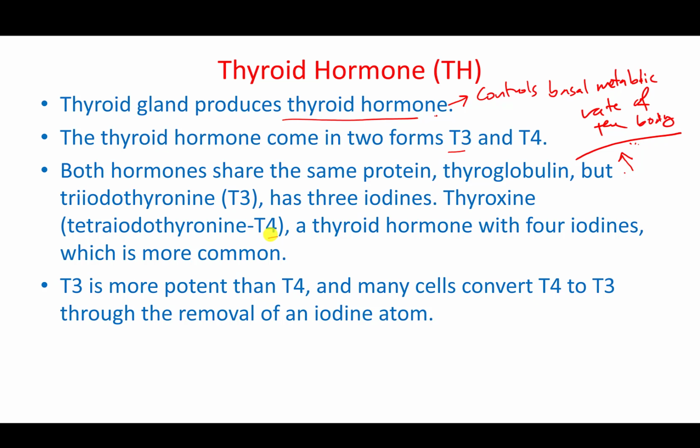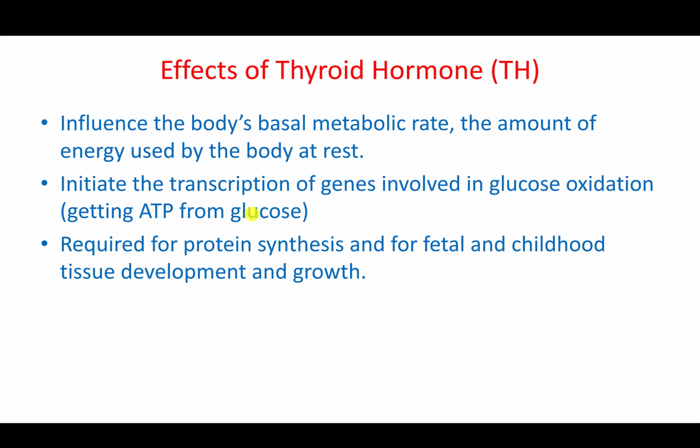And basically, we are talking about the same protein, thyroglobulin. However, we are either adding 3 iodines or 4 iodines to it. That's the T3 and T4. T3 is more potent. The cells would convert T4 to T3. As we said, this is going to control the basic metabolic rate.